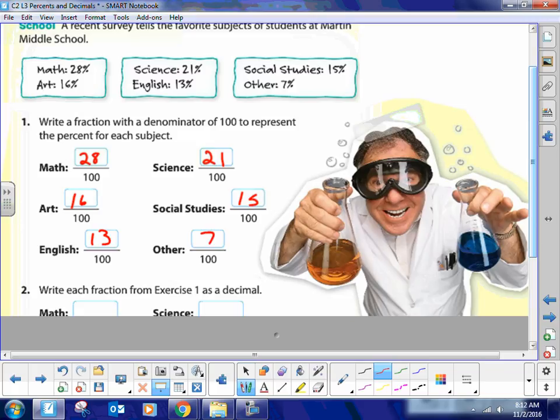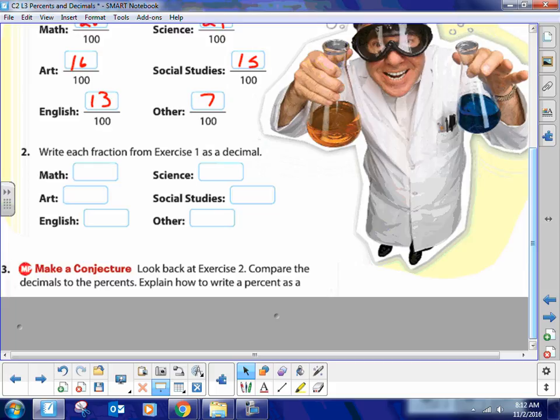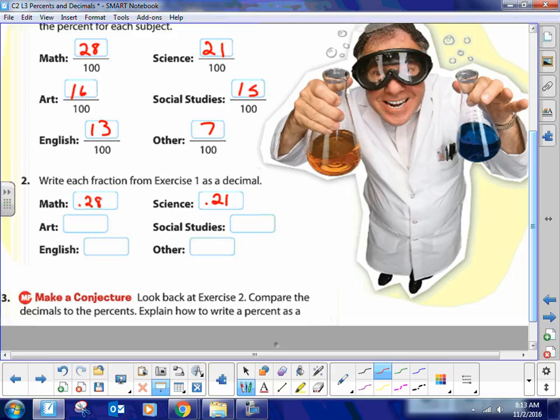Okay, now it says, write each fraction from exercise 1 as a decimal. Now we should know how to do this, right? We've done this. This is what our first lesson was all about, right? 28 over 100 is the same thing as 0.28 or 28 hundredths. Okay, it's important that we actually say that right now for a little bit. Okay, so science would be 21 hundredths. Art would be 16 hundredths.